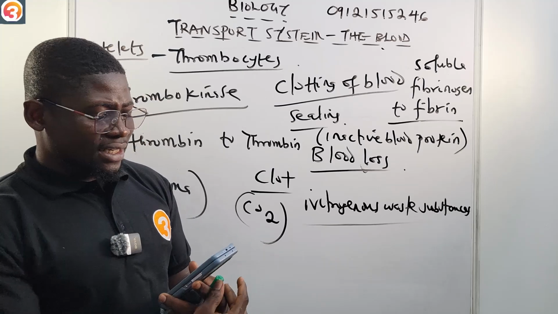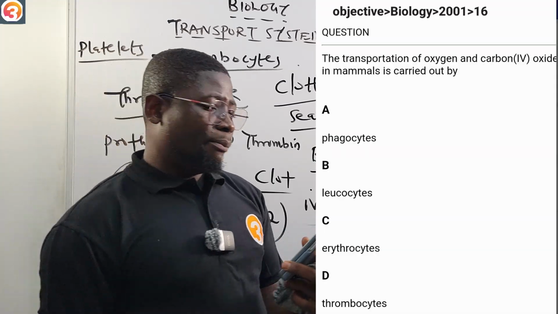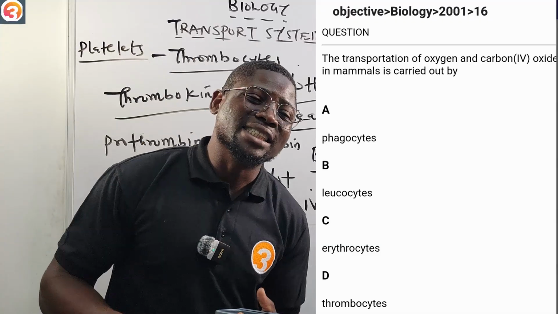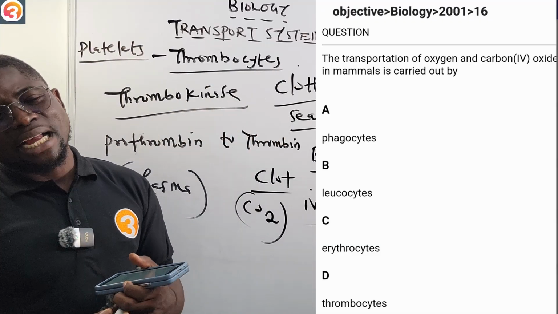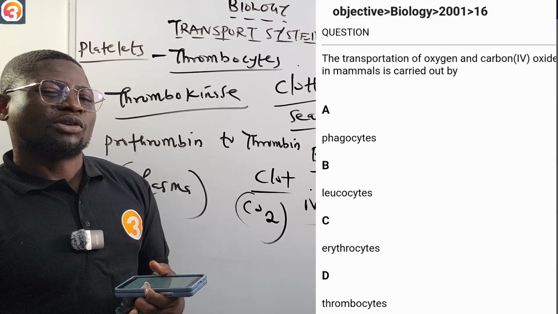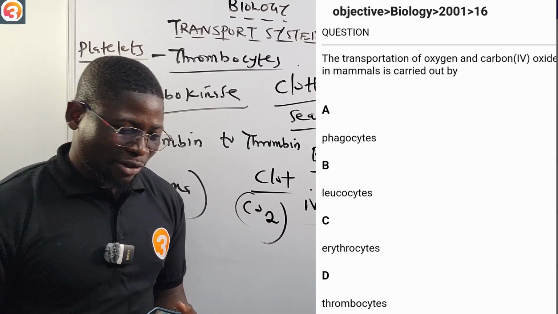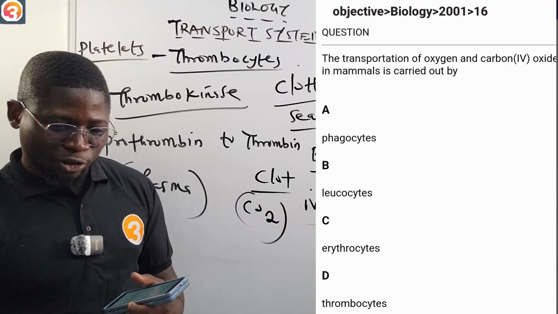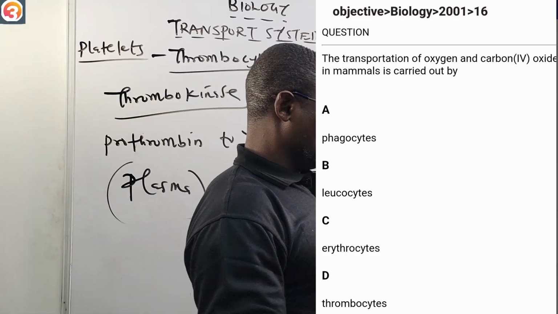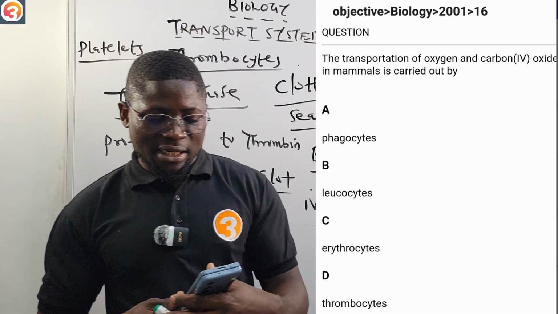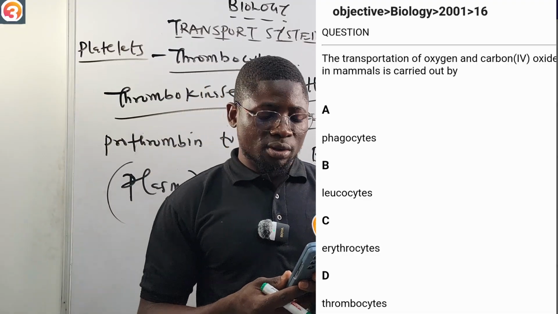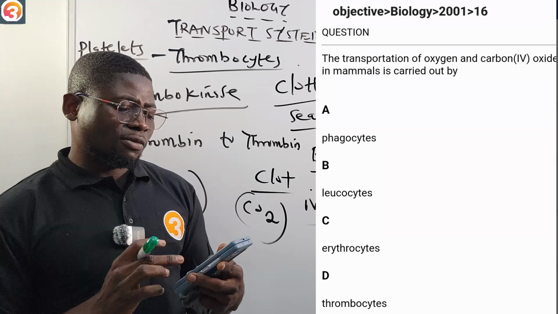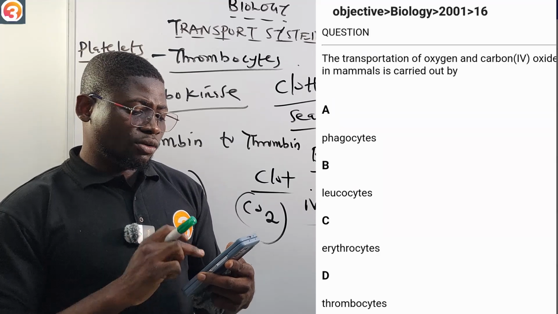2001 number 16 said the transportation of oxygen and carbon dioxide in mammals is carried out by... I've told you that when it comes to transport of oxygen, only red blood cells do that. Red blood cells transport oxygen, white blood cells help to fight pathogens or fight off diseases, platelets help to clot wounds. Please take note of that. That's why the correct answer there will be erythrocyte, option C. A says phagocyte, B says leukocyte, C says erythrocyte, D says thrombocytes. 2001 number 16, we use the question start feature on the O3 School JAMB app.